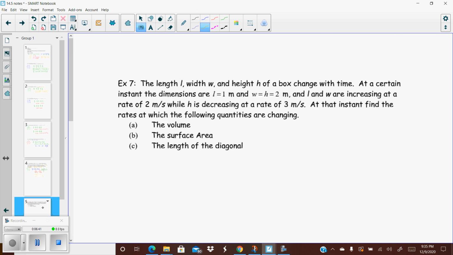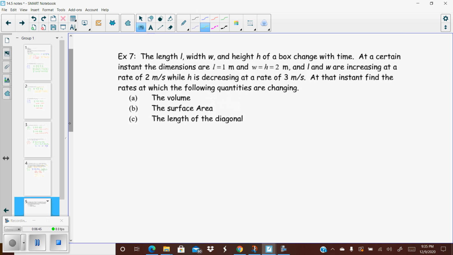All right. Example number 7. This is going to take a little bit of time. We got 3 different parts to do here. The length L, width W, and height H of a box is changed with time. So all of those change with time.